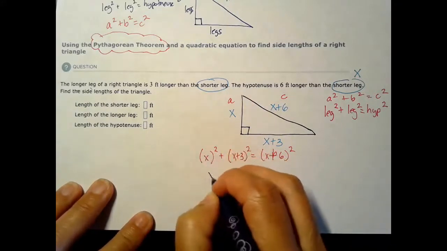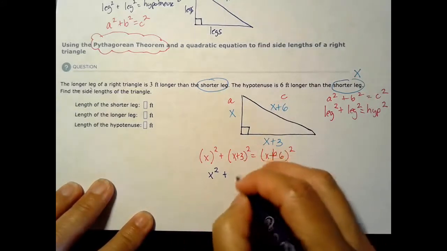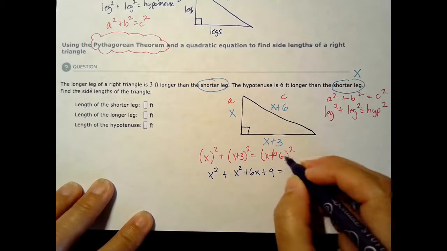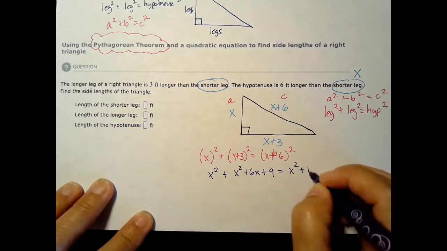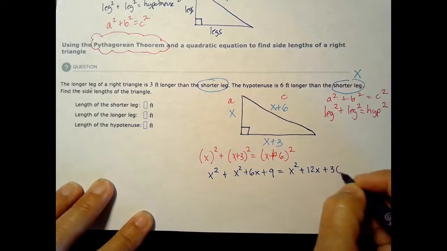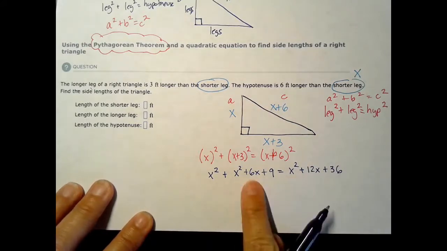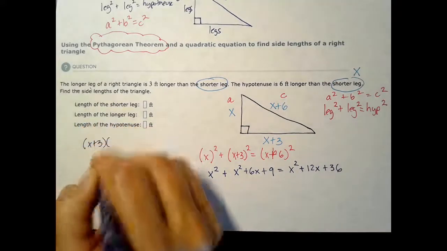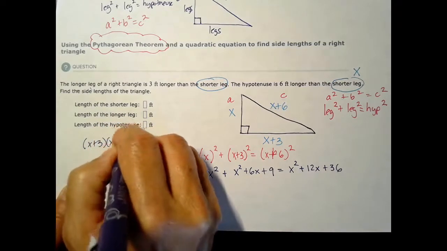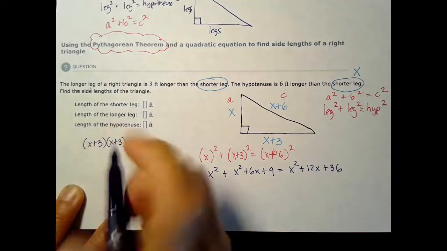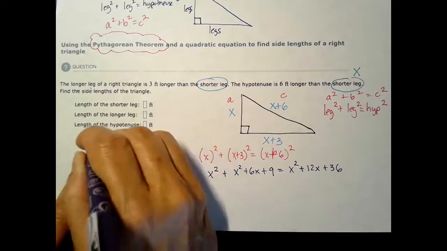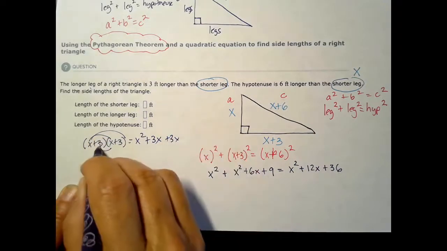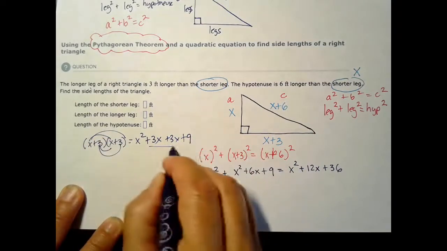x squared is just x squared, and (x plus 3) squared is x squared plus 6x plus 9, and (x plus 6) squared is x squared plus 12x plus 36. Now if you can't do those in your head, you can come off to the side, and I always say when in doubt, write it out, and then you can FOIL that. So first times first, your outsides, your insides, last times last, add those together.